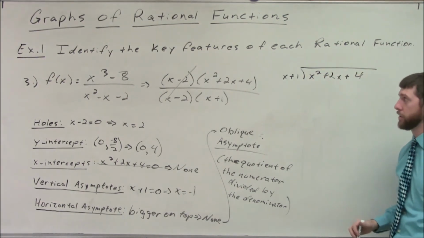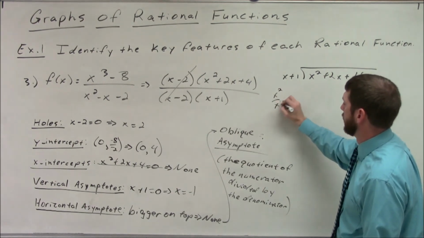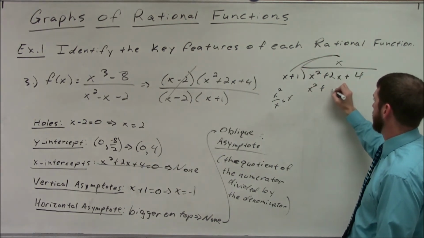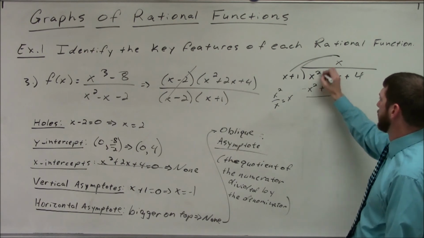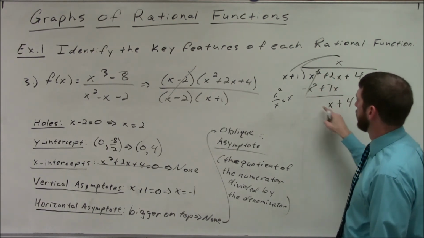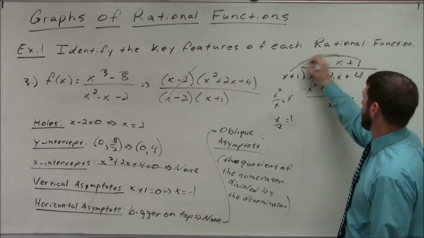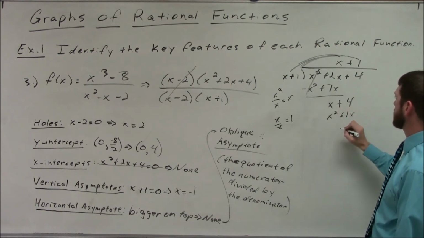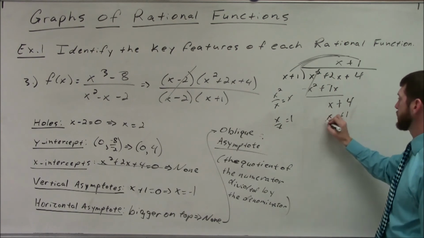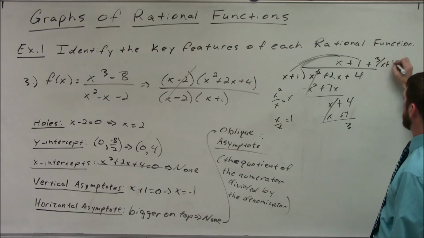Just to remind y'all how to do long division. First divided by first is x. Distribute that: x squared plus 1x. Subtract, that cancels, leaves us x minus 4, or plus 4. First divided by first, so plus 1. Distribute that: x squared plus 1x, nope, x plus 1 rather. Subtract, cancels, leaves us 3, so plus 3 over x plus 1.